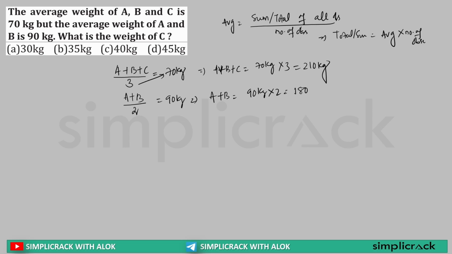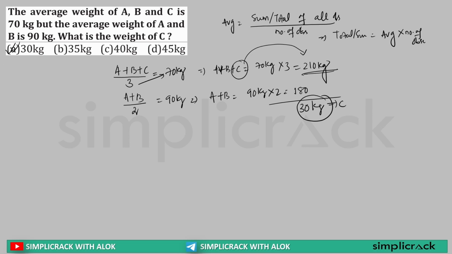Yes or no? Yes, sir. Now, what is their difference? Because if I take the difference, I will understand how much weight was included of C in this total of 210 kg. So 210 minus 180 is equal to 30 kg. So the weight of C that has been added in this A plus B plus C is 30 kg. So the answer is, sir, 30 kg.